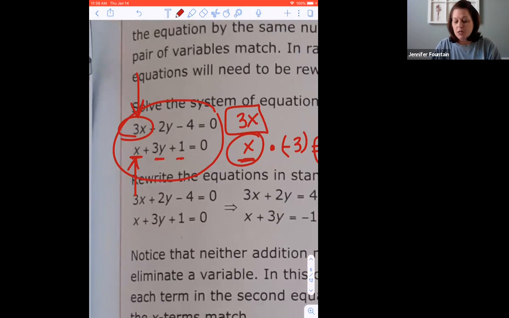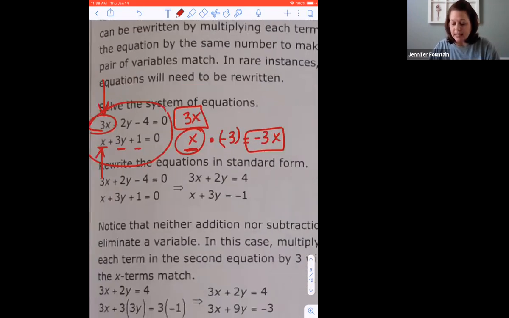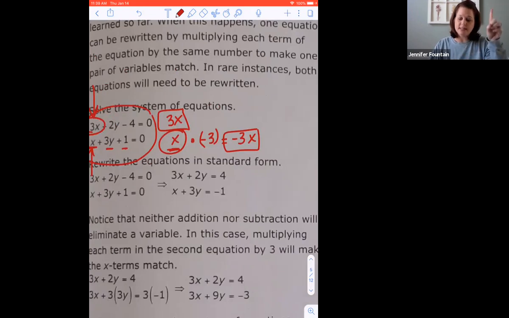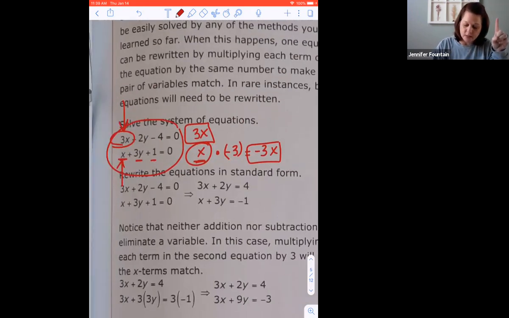Okay? So what we want to do is start out by rewriting in standard form. So that's going to be step number 1. Go ahead and number that in your book. Step 1 is to rewrite in standard form. So we can see where they started. 3x plus 2y minus 4 equals 0 becomes 3x plus 2y equals 4. And x plus 3y plus 1 equals 0 becomes x plus 3y equals -1.